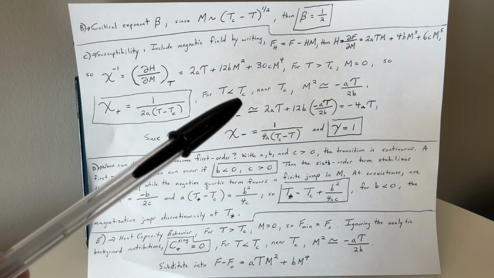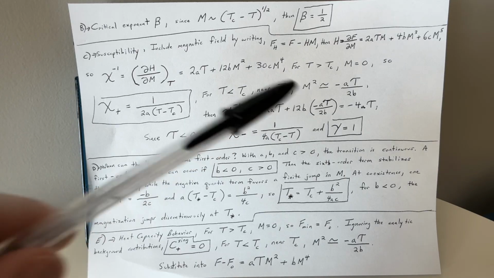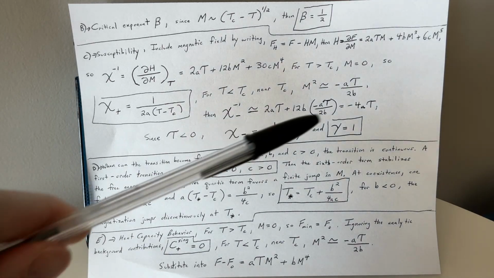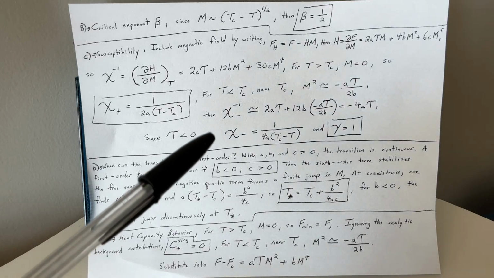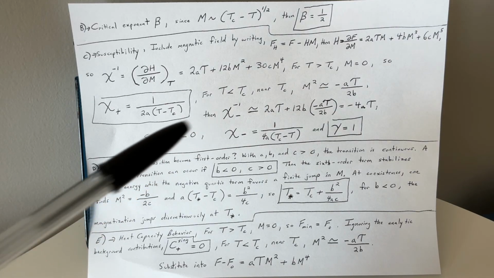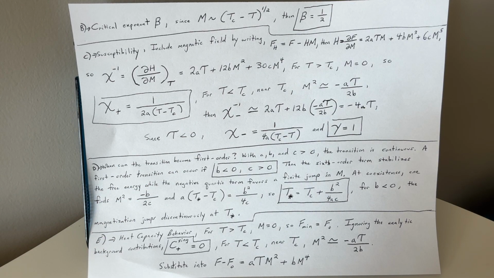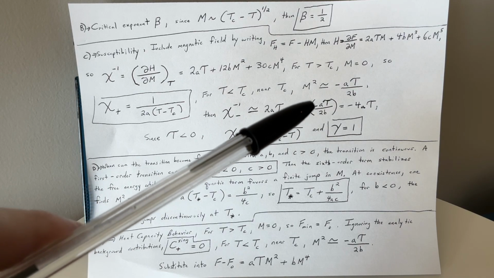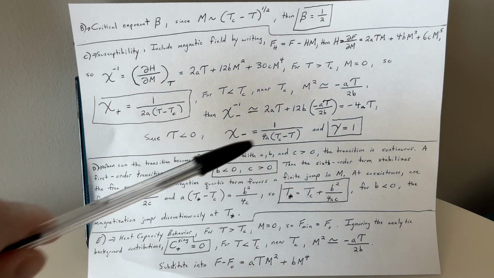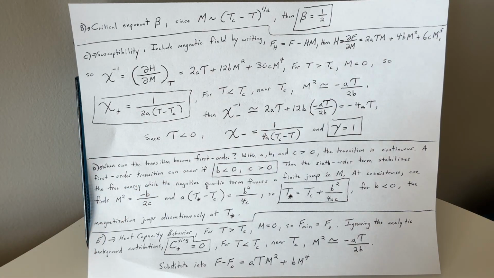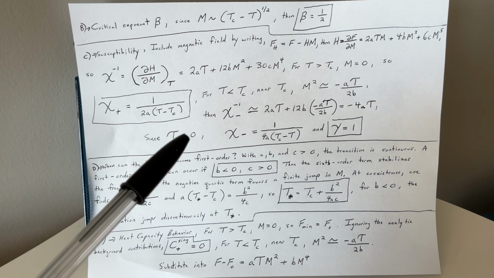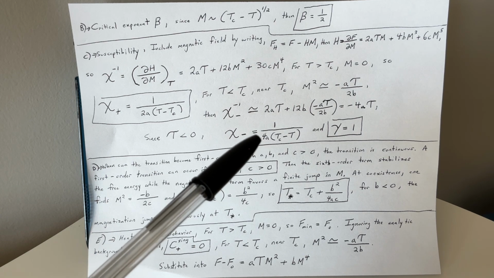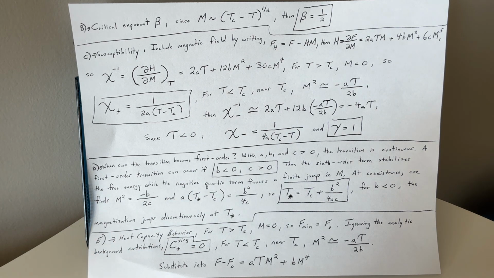So for T less than T sub C, near T sub C, M squared is approximately equal to negative A tau over 2B. And then we could say for this chi inverse minus is approximately equal to 2A tau plus 12B times negative A tau over 2B. That equals negative 4A tau. And since tau is less than 0, chi minus equals 1 over 4A times the quantity T sub C minus T. And our gamma equals 1. Okay, so that's part C.